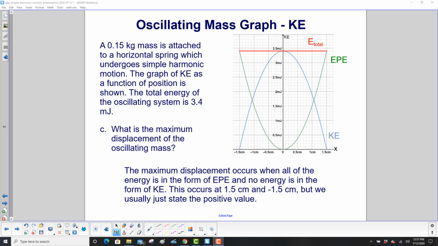What is the maximum displacement of the oscillating mass? That's when all the energy is in the form of EPE and you have no energy in the form of KE. That's where the mass momentarily stops before reversing direction. That's going to happen at 1.5 centimeters and negative 1.5 centimeters. So you could give either answer or both. A lot of times people just give this, and that's just fine.